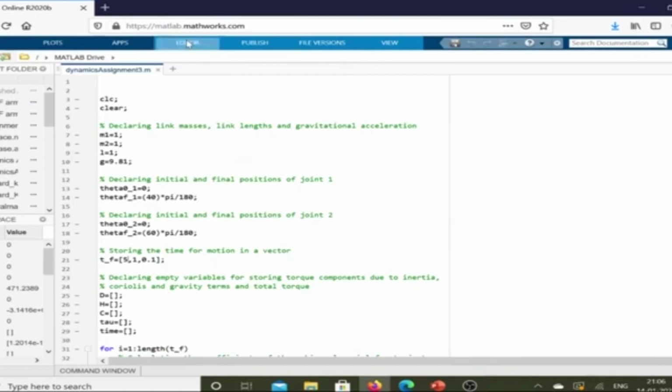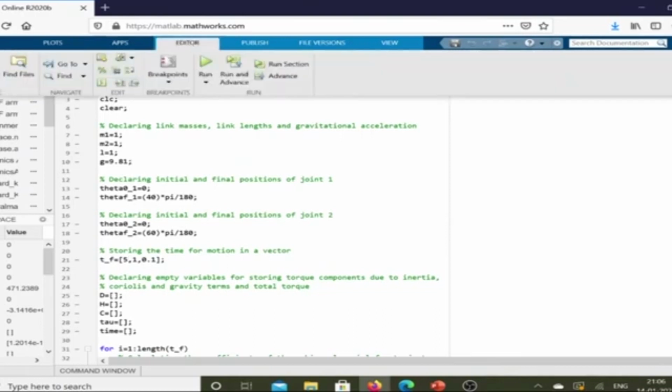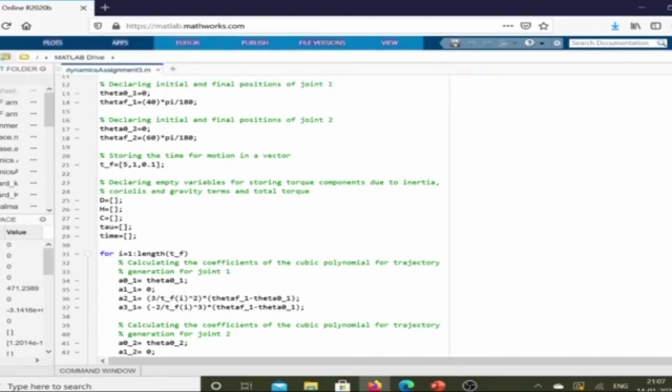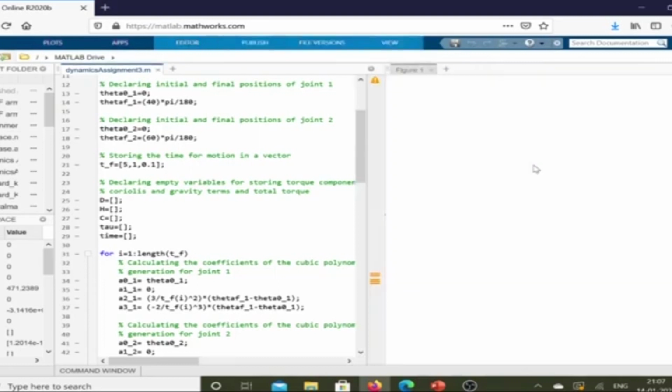Now let's go to the editor. Something to remember here, keep in mind that time was 5 seconds, then 1 second, and then 0.1 second. So the first two graphs will be for 5 seconds, then for 1 second, and then for 0.1 second. So let's run it and see what we get. It is plotting figure 1, figure 2, figure 3, 4, 5, and 6.